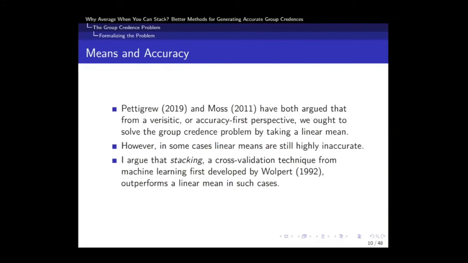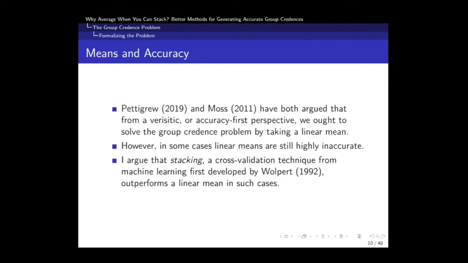And as far as I know, veritists tend to support linear means for roughly these kinds of arguments that are given by Pettigrew and Moss. And yet, as I'll argue here, it remains the case that linear means are still highly inaccurate, right? It's still the case that in some cases, if all agents in the group have highly inaccurate credences, then any linear mean of their credences is going to be highly inaccurate because of the min-max constraint introduced on the previous slide.